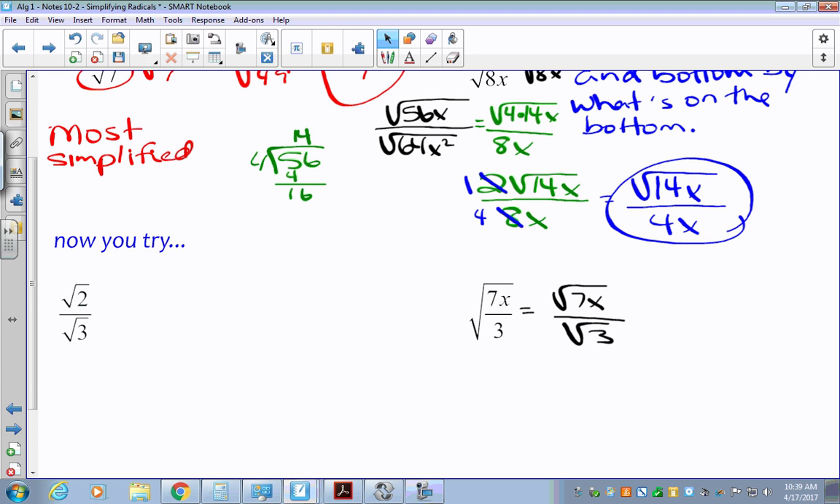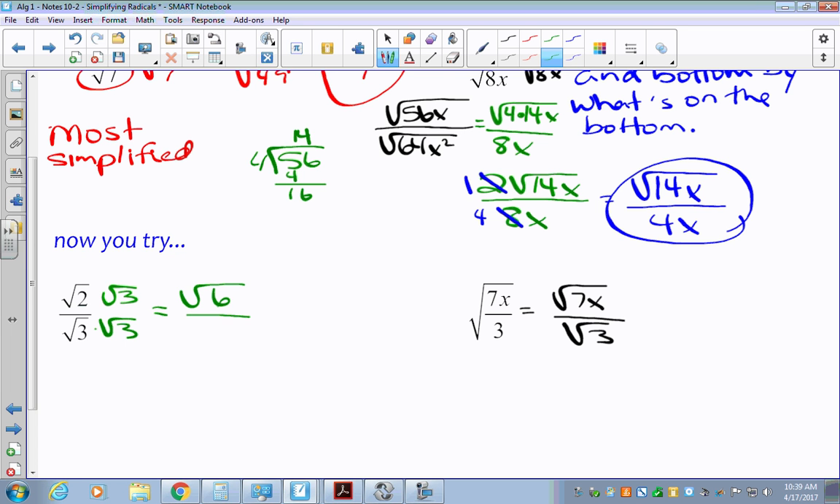Okay, so we have root 2 over root 3. What's on the bottom? Root 3. So we're going to go ahead and multiply the top and the bottom by root 3. We're going to squish all these underneath the square root. What is 2 times 3? 6. What is 3 times 3? 9. Square root of 6. Oh, poor 6. He's not a perfect square. Stays under the square root prison. Square root of 9 is 3. Final answer is root 6 over 3.